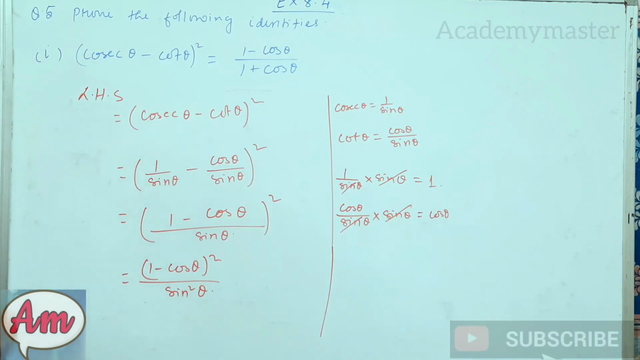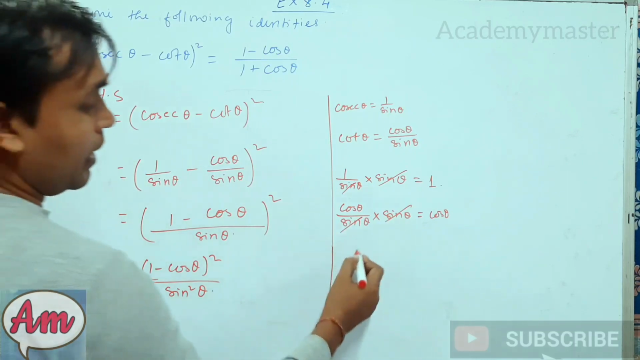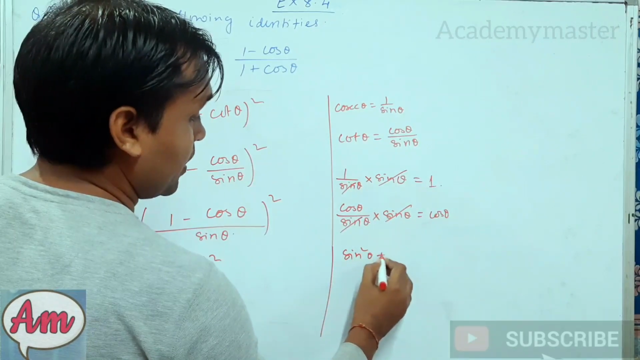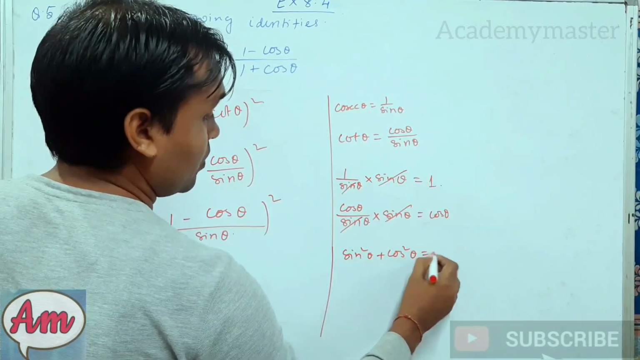Okay. Next step, if you remember, I have told you earlier, sin square theta plus cos square theta equals 1.